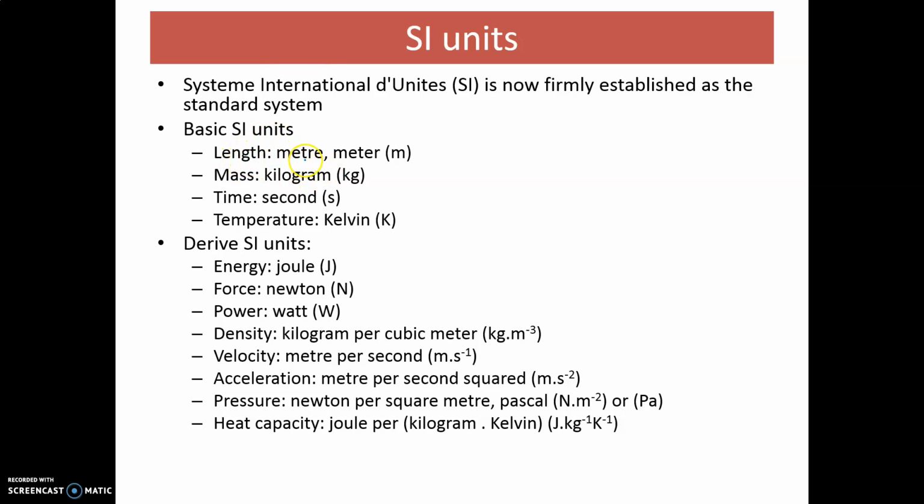For length, meter is the basic unit. For mass, we have kilogram. For time, we have second, and for temperature, we have Kelvin. So if I give you any question and ask you to convert all the units to the basic SI units, you need to convert all the units to meter, kilogram, second, or Kelvin. And for the derived SI units, such as energy we have joule, force is Newton, power is watt, density is kilogram per cubic meter, and also velocity, acceleration, pressure, head, and capacity. These are some examples of derived SI units based on the basic SI units given here.